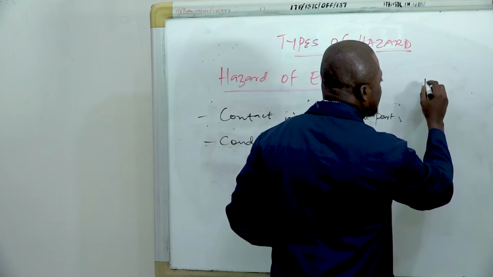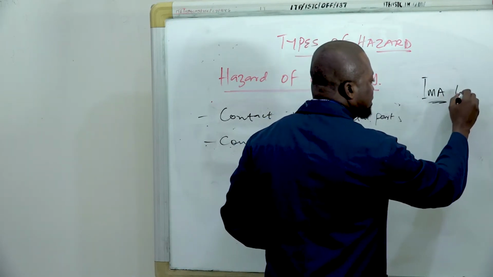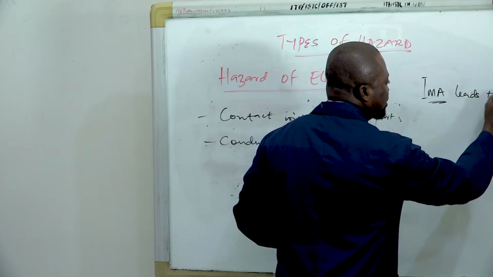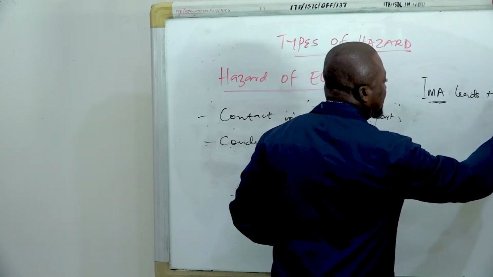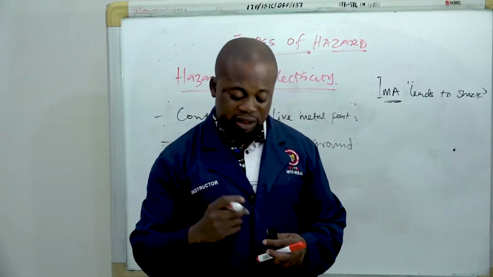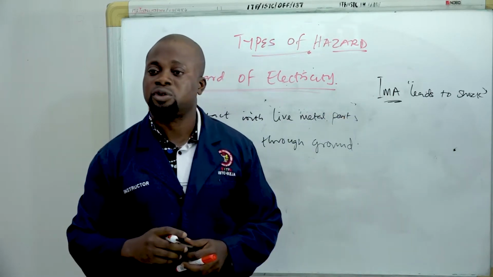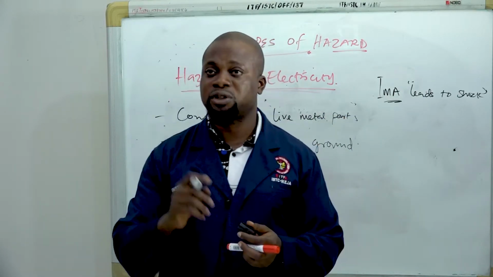1 milliamp of current can lead to shock. Once there is a flow and you make contact, it leads to shock. But it's not enough to electrocute, but you must receive a shock.